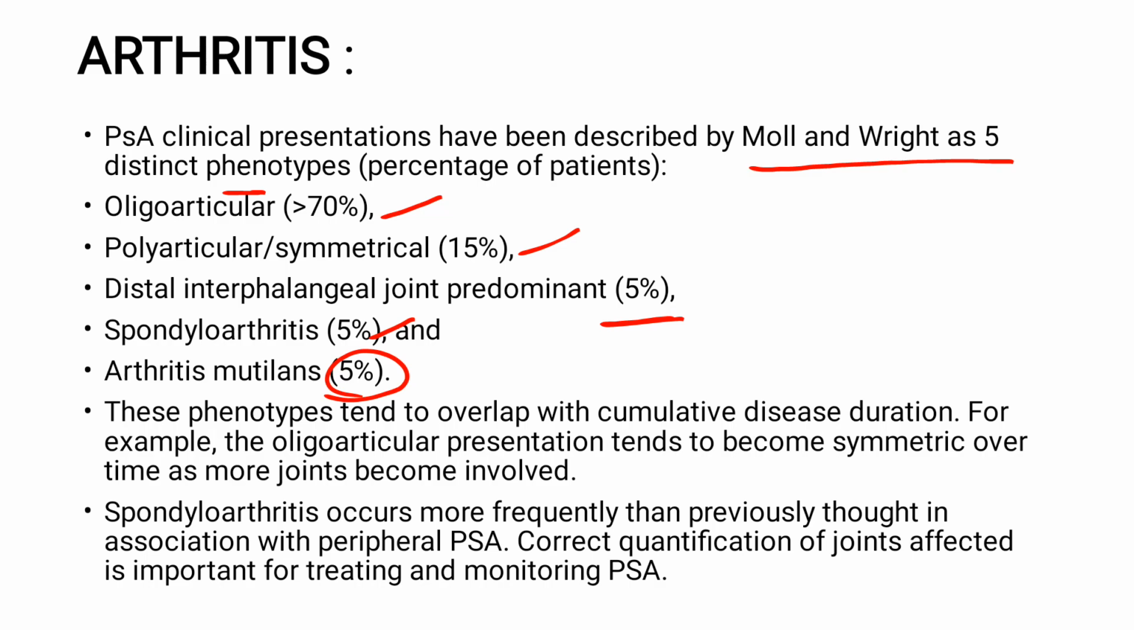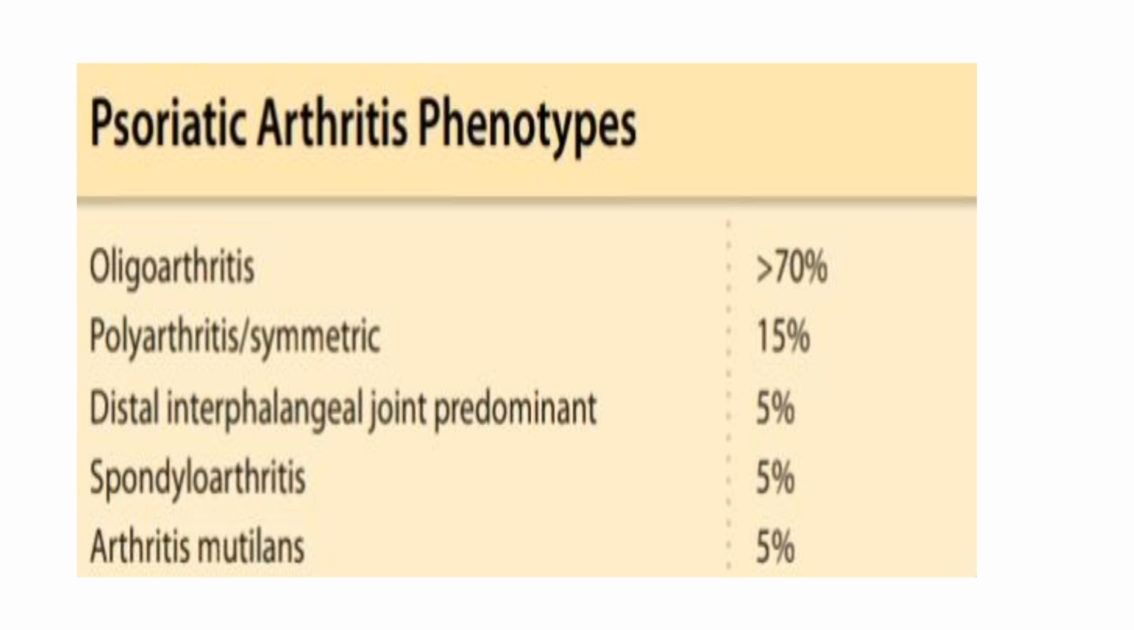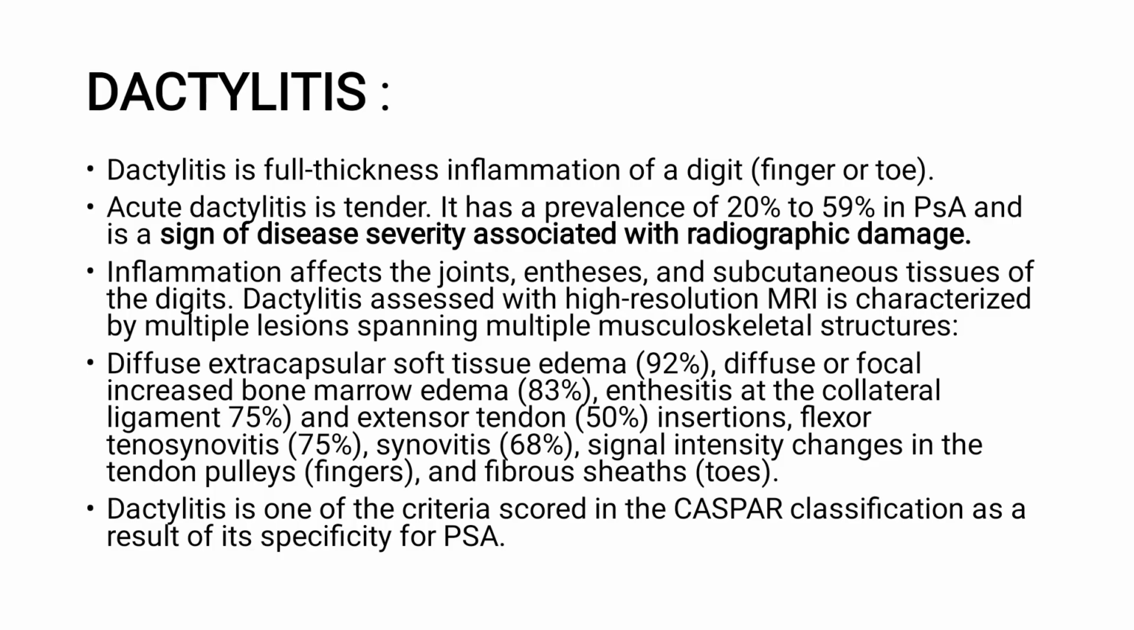These phenotypes tend to overlap with cumulative disease duration. For example, the oligoarticular presentation tends to become asymmetric over time as more joints become involved. Spondyloarthritis occurs more frequently than previously thought, in association with peripheral psoriatic arthritis. Correct quantification of joints affected is important for treating and monitoring psoriatic arthritis. These are the phenotypes of psoriatic arthritis.